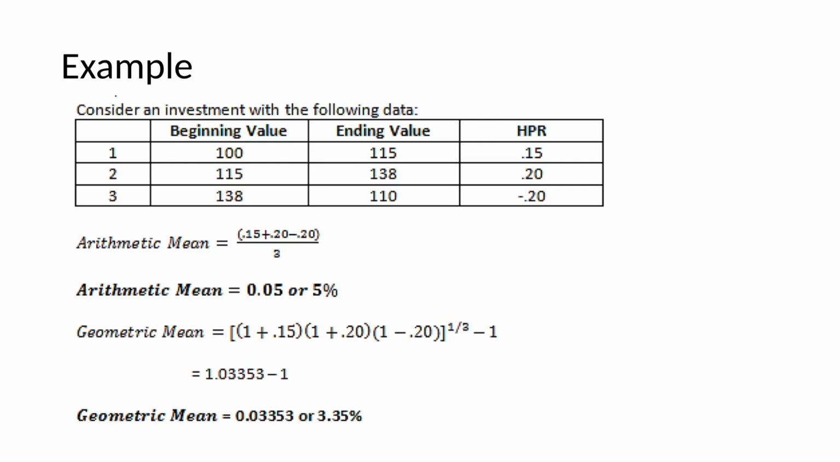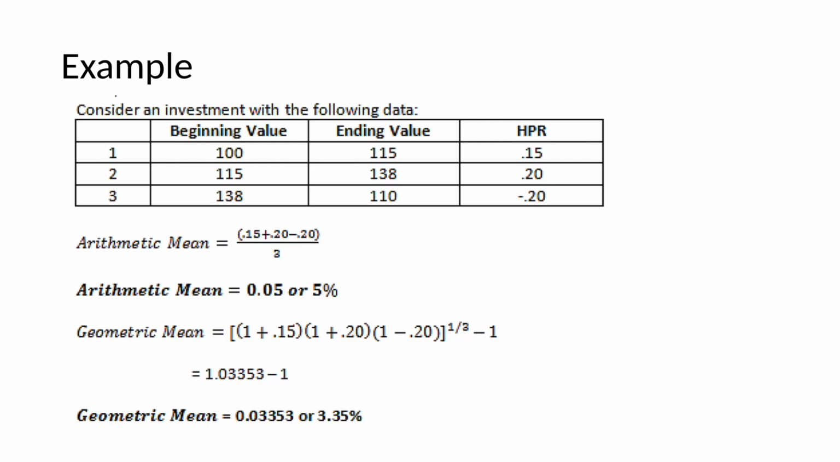So we now substitute the formula of the arithmetic mean with the holding period returns. 0.15 plus 0.20 minus 0.20 divided by 3. And we get an arithmetic mean of 0.05 or 5%.